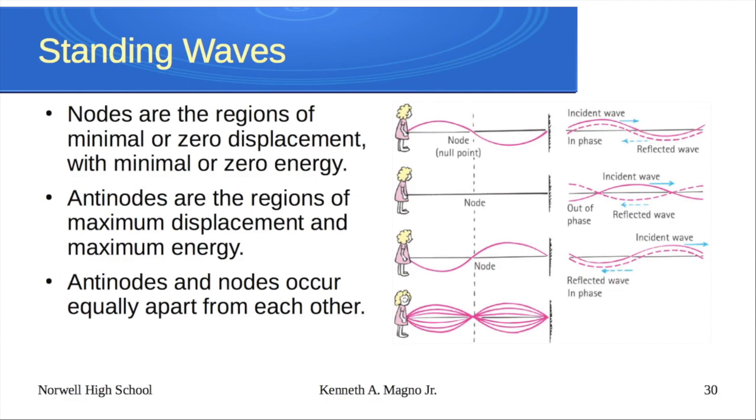So there's almost zero energy to the wave at those points. The energy passes through those points onto the next piece of the material without making it move significantly. Then there are antinodes. Those are the regions of maximum displacement or maximum energy. And they should occur equally spaced from each other, the nodes and the antinodes.